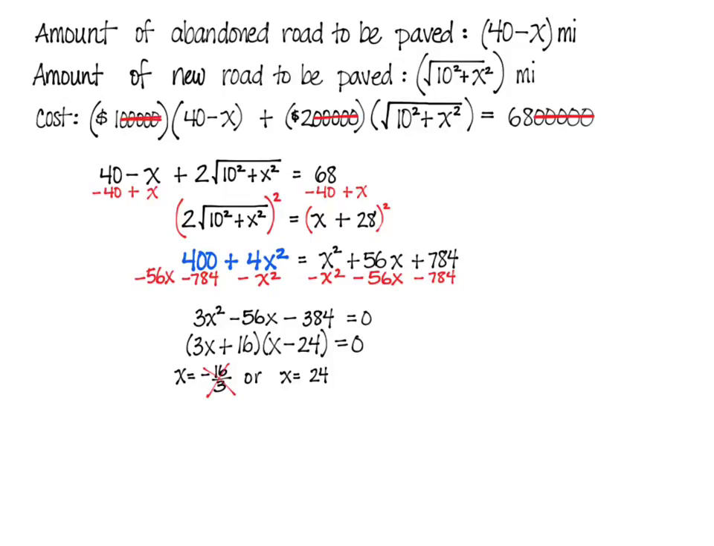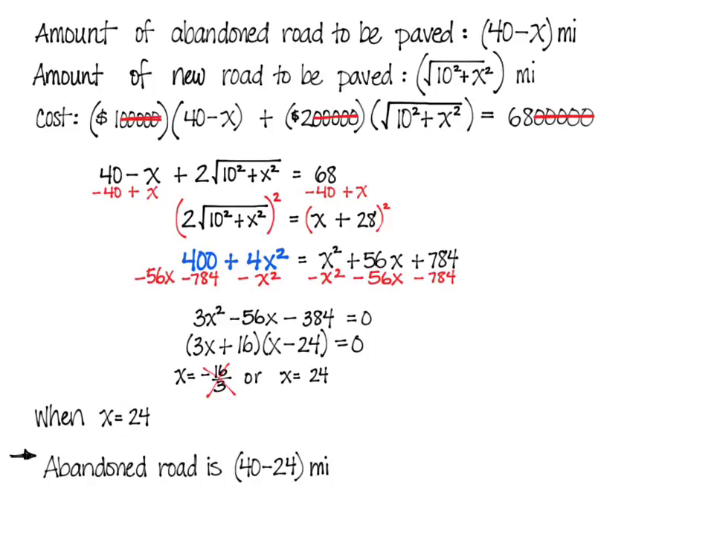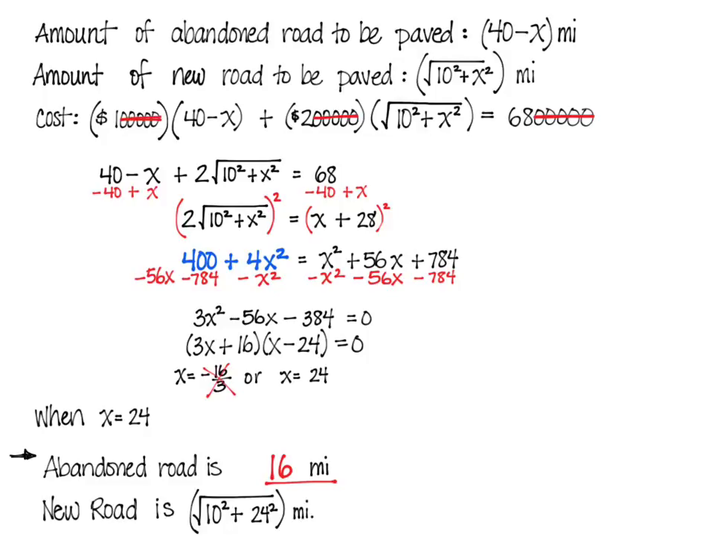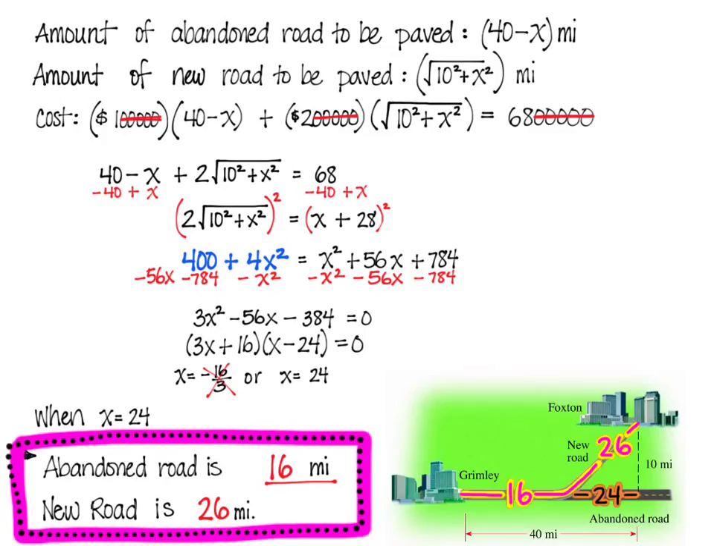That means we're not going to use 24 miles of the abandoned road. So if we're not using 24 miles of the abandoned road, then what we are using is 16 miles of the abandoned road. And then to find the new road, we plug that 24 into the expression, and we find that the new road is 26 miles. And so that is what we're going to use. We're going to pave 16 miles of the abandoned road. We're going to construct 26 miles of new road. And that will cost us exactly $6.8 million.